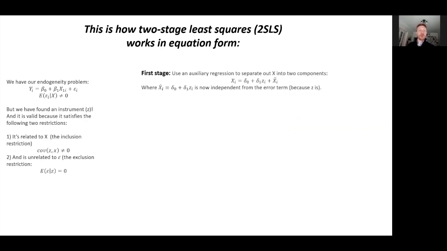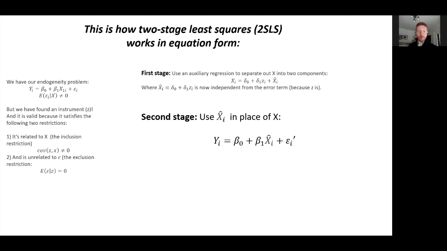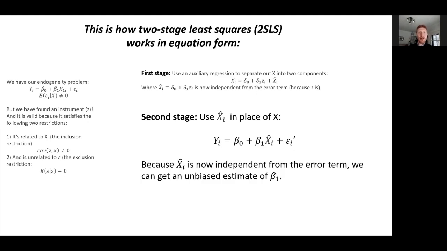And what we're going to do is we're going to use that independent portion of x now as our independent variable instead of x itself. In our second stage, we are using these predicted values, this portion of x that is unrelated to the error term in place of x. And y is our dependent variable. So we're using the predicted portion of study sessions or the predicted portion of college attendance as our independent variable to explain grades in the example of study sessions, or wages in the example of college attendance. Because x hat is now independent of the error term, we can get an unbiased estimate of beta 1.